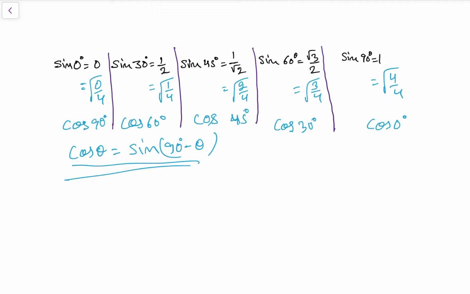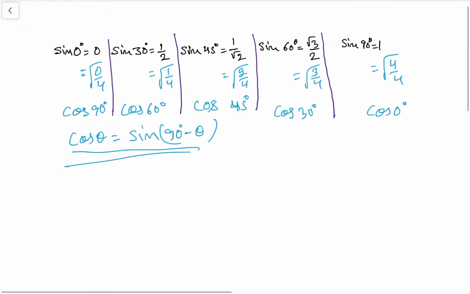So for cos 0 to cos 90, you see there is a pattern that is decreasing from square root 4 by 4 to square root 0 by 4. Let us build a table for these values. We only need to know the trigonometric ratio for sine, then we can derive the value for cos and tan, everything.